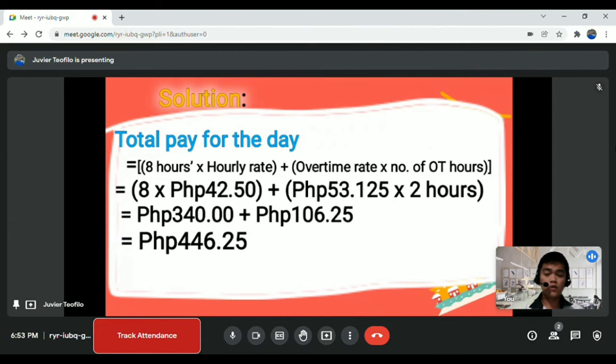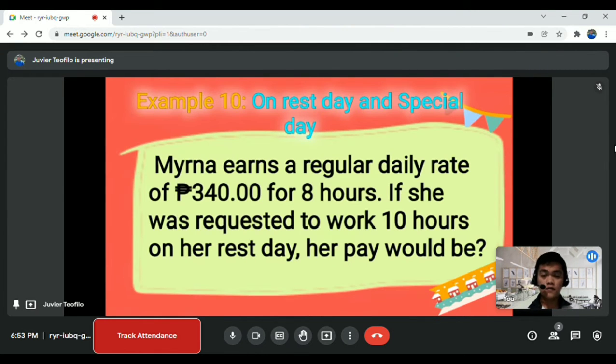For example, number 2. Now, as you observe, we're going to compute the overtime pay in terms of rest day and special day. So our problem is the same, but what is being asked in the problem has changed, and our daily rate is the same, 340 pesos. Now let me read the problem. Myrna earns a regular daily rate of 340 pesos for 8 hours. If she was requested to work 10 hours on her rest day, her pay would be.